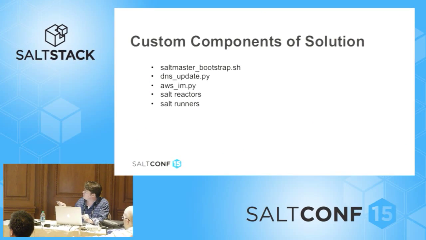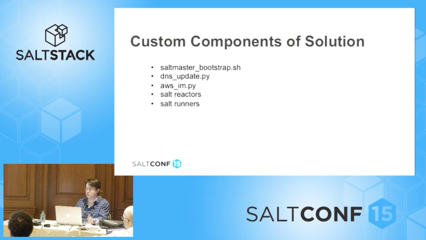So that SaltMaster Bootstrap is really involved in that, and I'm going to go through what it does. The DNS Updater does just what you think it would do. There's a little startup script I have called AWS IM, and that really keeps track of all these minions that we expect to see, whose keys we'll accept, and whose keys we'll delete if we get a message about deleting. And then we have Salt Reactors and Salt Runners.